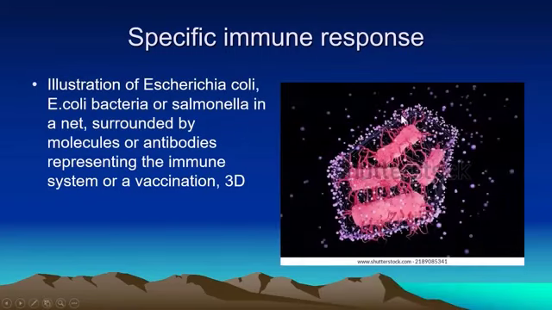Here you can see this is Escherichia coli, and it is covered by molecules of antibodies representing the immune system or a vaccination. This is a 3D illustration of antibodies which surround the specific Escherichia coli.